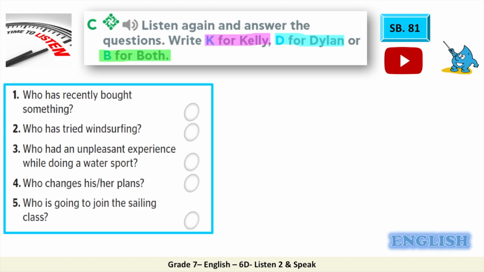Hi, Kelly. Hello, Dylan. Your sunglasses look cool. Are they new? Yeah, thanks. Mum helped me choose them before we got here. It's a beautiful day today. What are you going to do? Well, I was thinking of trying a sport, but I don't know which one. Well, there are lots to choose from at this resort.